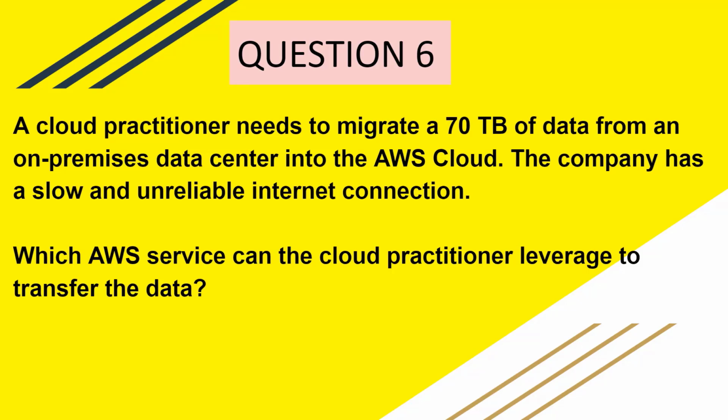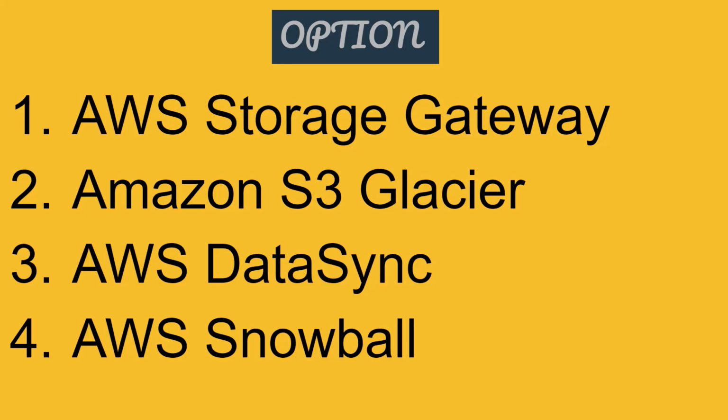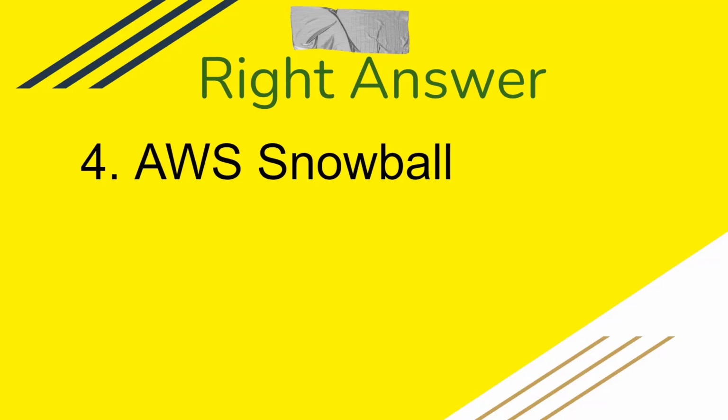Question 6. A cloud practitioner needs to migrate 70 terabytes of data from an on-premises data center into the AWS cloud. The company has a slow and unreliable internet connection. Which AWS service can the cloud practitioner leverage to transfer the data? Option 1. AWS Storage Gateway. 2. Amazon S3 Glacier. 3. AWS DataSync. 4. AWS Snowball. Right answer is 4. AWS Snowball.